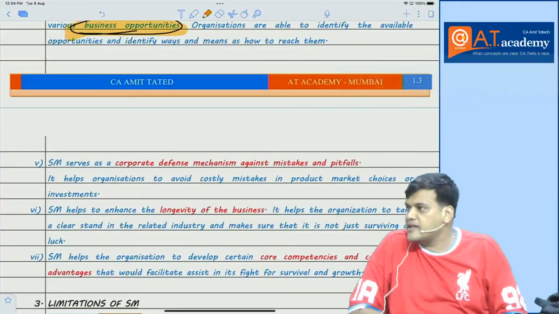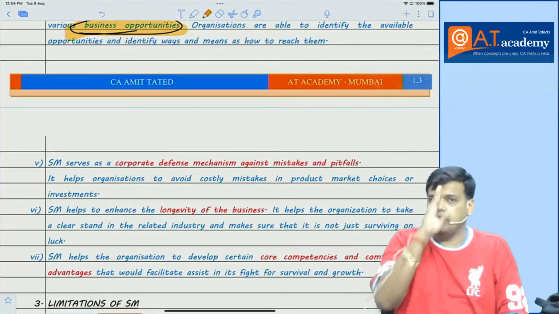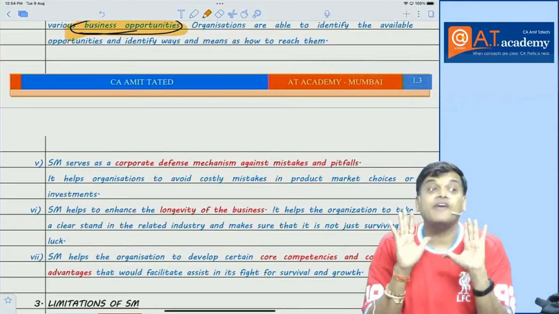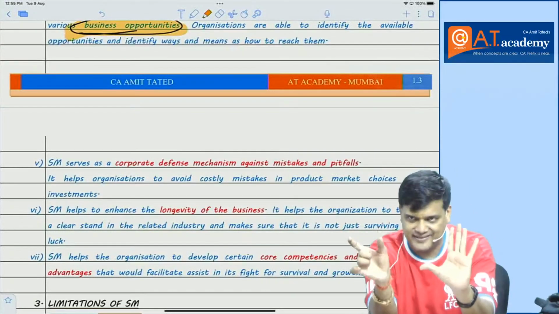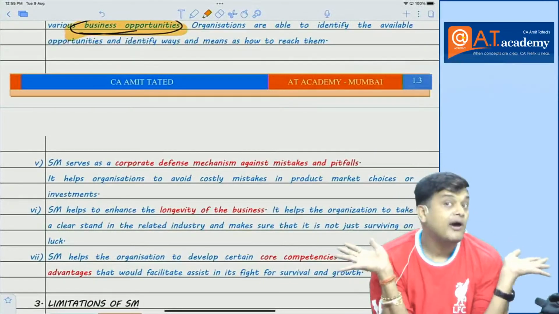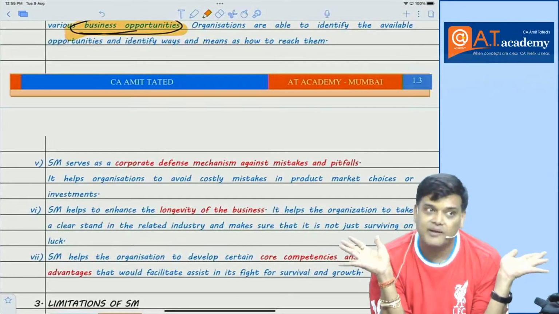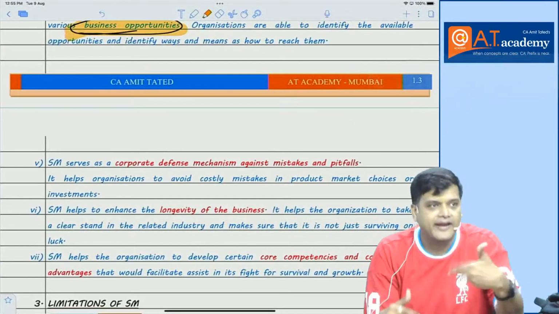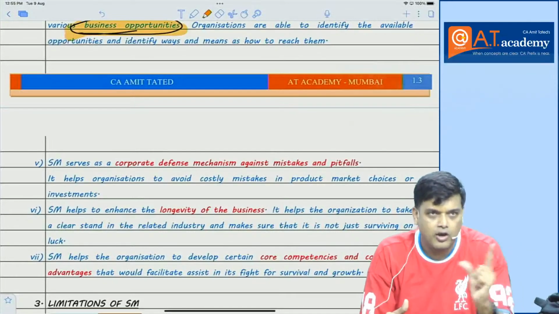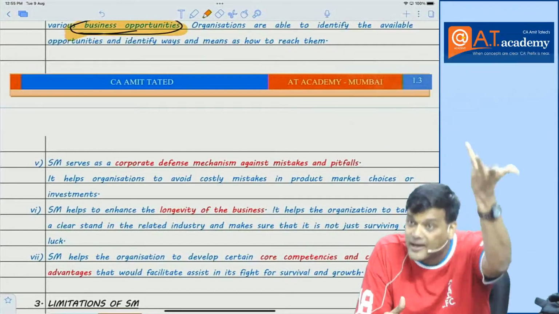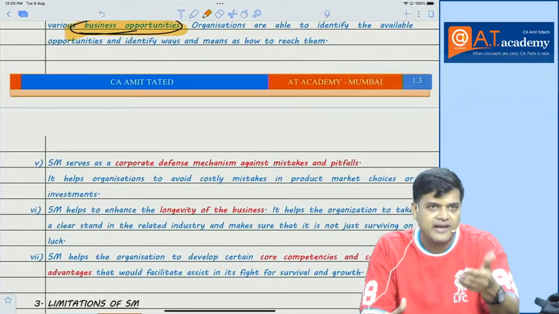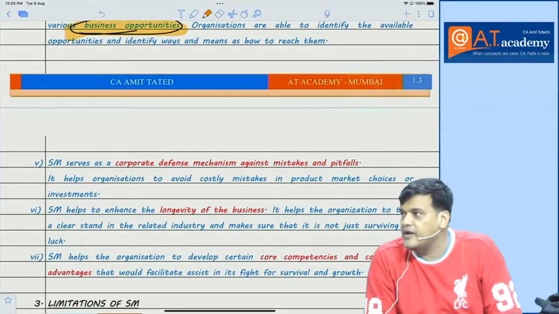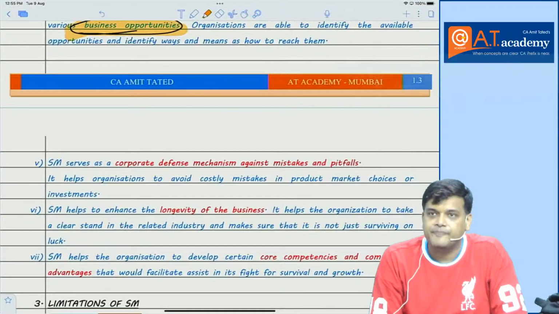How many advantages of SM are there? Seven. Easy points here. First, direction. Framework. Proactive. Face the future opportunities. Corporate defense mechanism, so no mistakes will happen. Next point, longevity: long means the business will run long. Longevity of business. And the last concept is CC and CA, core competency and competitive advantage. Everybody clear?